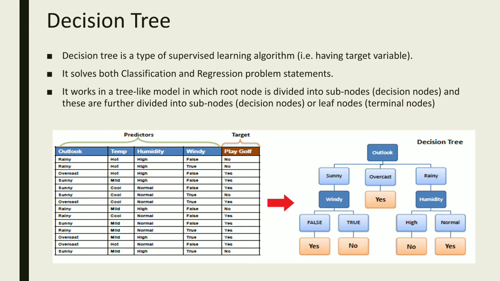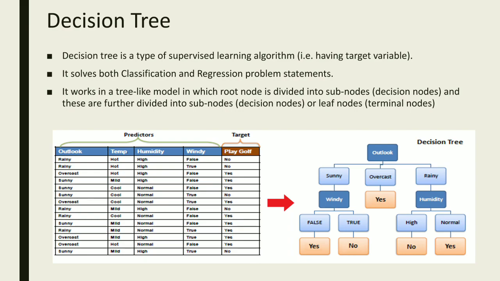So, if my outlook is sunny and my windy is false or true, windy will have the false and true value. That is, if my outlook is sunny and windy is true, then we will not play golf. If my outlook is sunny and windy is false, we will play golf. That is, my yes-no decision is based on this particular route diagram.